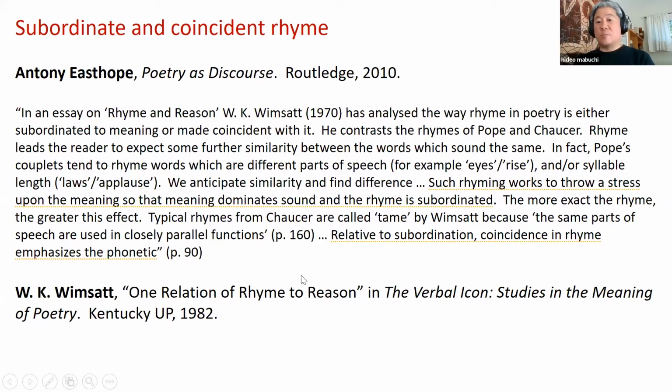Typical rhymes from Chaucer, by contrast, are called tame by Wimsatt because the same parts of speech are used in closely parallel functions. Relative to subordination, coincidence in rhyme emphasizes the phonetic, right? So where you have rhymes at the ends of lines that are between the same parts of speech, two nouns or two verbs or whatever, there's not that difference in part of speech to refocus your attention on the meaning. So what you end up doing is emphasizing the sound.